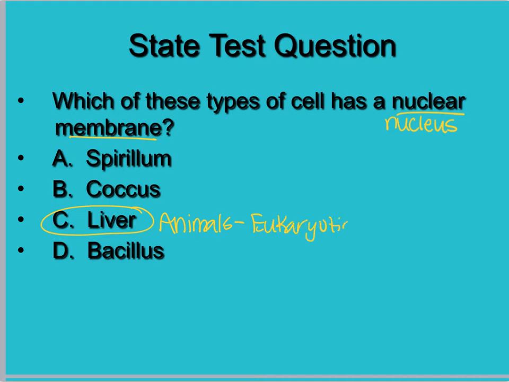Okay. In addition to that, we said bacterial shapes were spirillum, coccus, and bacillus. Another way you could have answered this is by picking the outliers. Spirillum, coccus, and bacillus, those are weird words, so those are outliers compared to the liver. You can tell the liver does not belong with this grouping of words. So that's just a test-taking strategy.